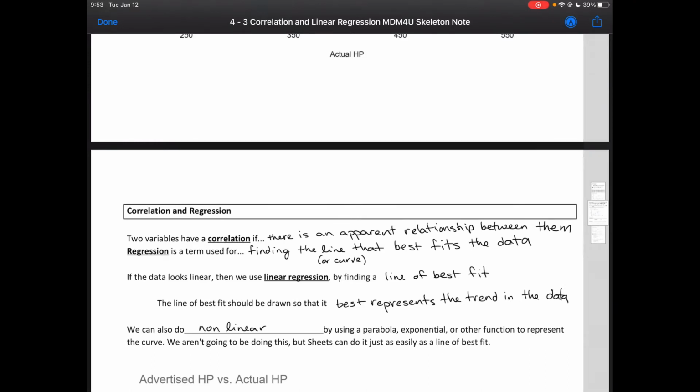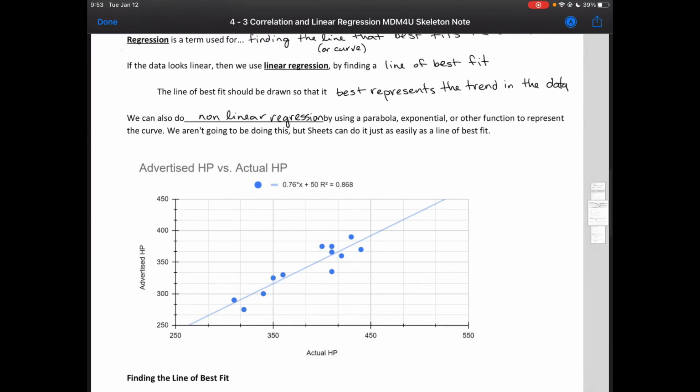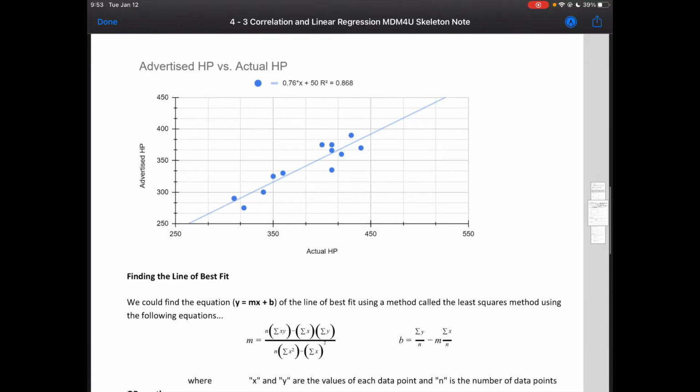We can also do non-linear regression by using a parabola, an exponential, or another function. We're not going to do this by hand, but Google Sheets or Desmos can do it just as easily. Here we have a line of best fit drawn through our scatter plot, and we're going to do one example of actually finding the line of best fit by hand.